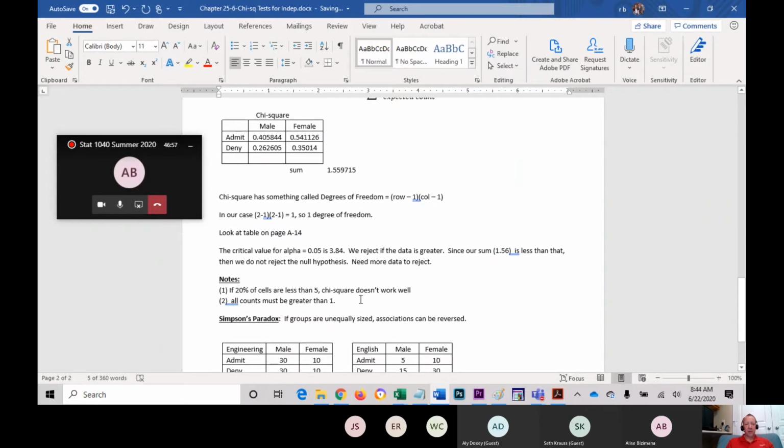Okay, oh, I didn't put that in there. Okay, I need to add on here something. So chi-square test of independence. We talked about your degrees of freedom. Okay, rows minus 1 times your columns minus 1.